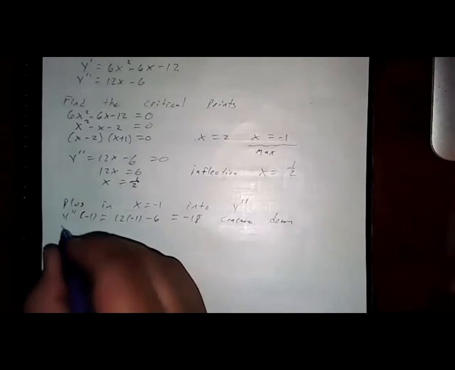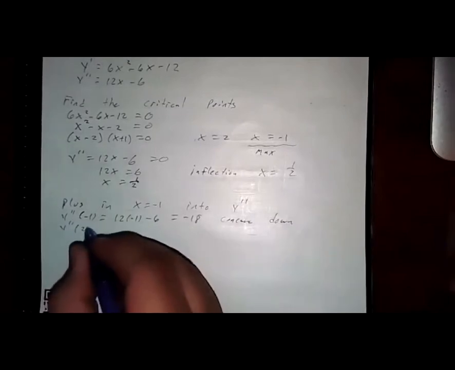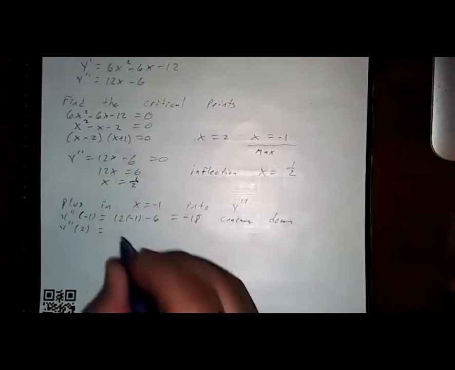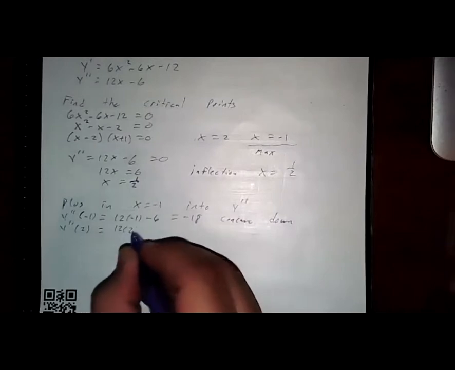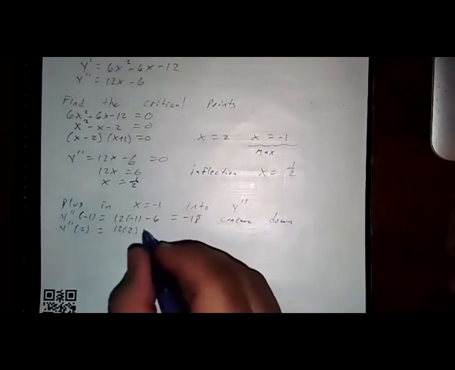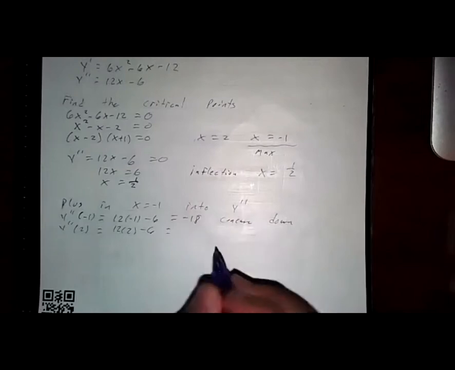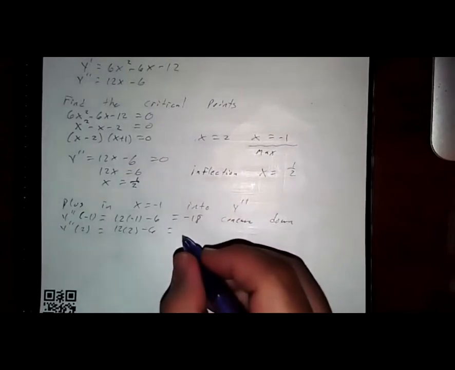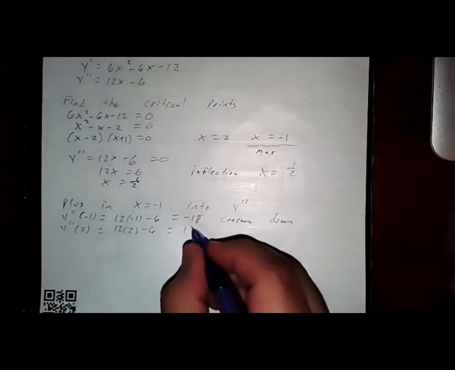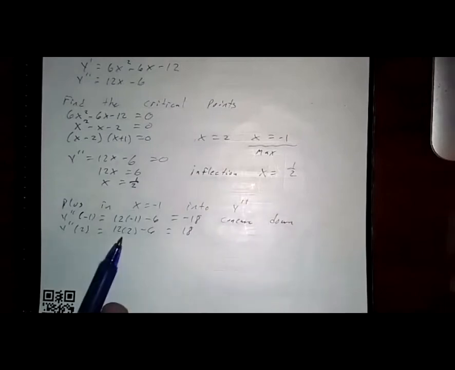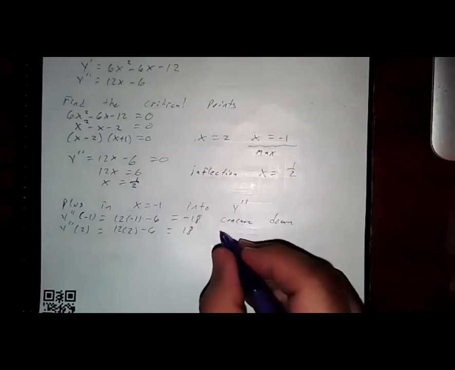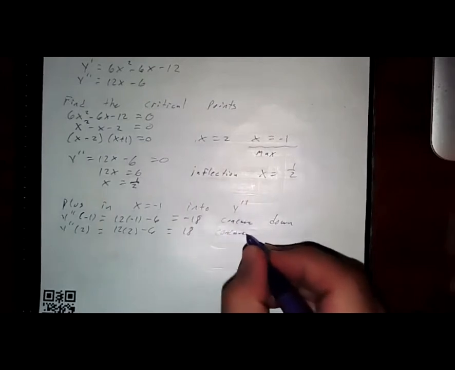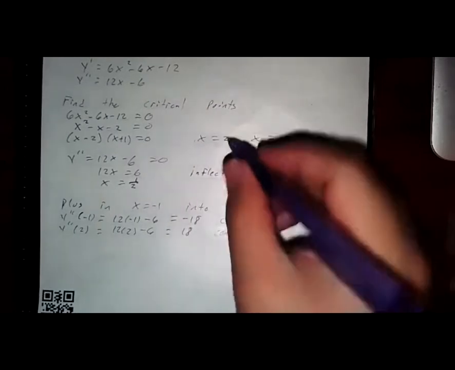So let's go ahead and plug in 2 into the second derivative. That would be 12 times 2 minus 6, which is positive. What would that be, 18? Just 2 times 24, right? Yes. Concave up, so this is a minimum.